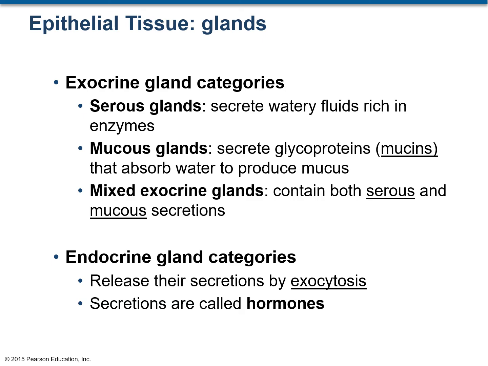Exocrine glands are of three types: serous glands, mucous glands, and mixed exocrine glands. Serous glands produce a watery secretion. Mucous glands produce a more viscous secretion because there is glycoprotein in water which makes mucus. And then the third type is the mixed exocrine gland, which contains both serous and mucous secretions. Endocrine glands, on the other hand, do not have any other categories. All of the secretions are hormones and they come out by exocytosis.